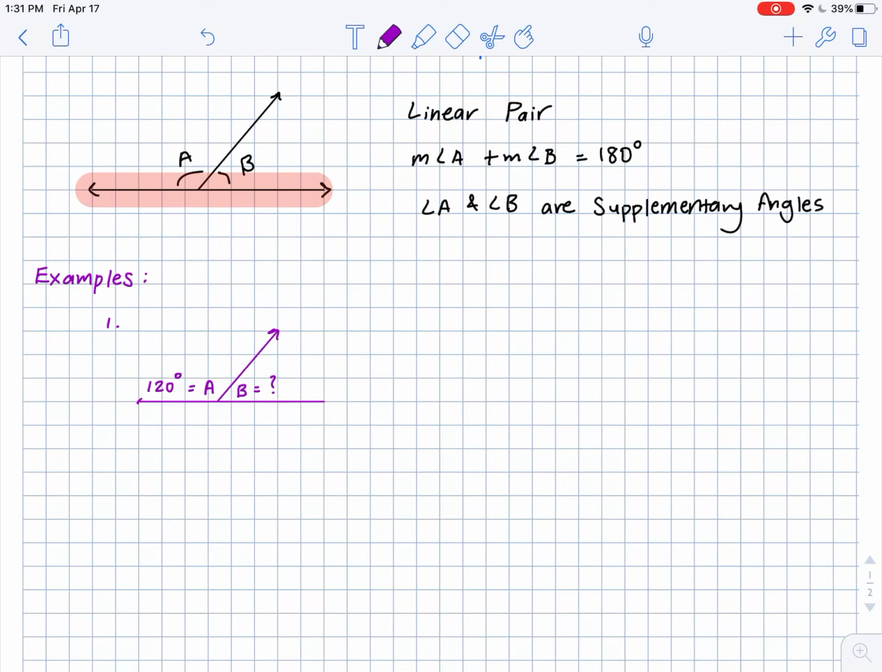Because they're supplementary angles, the measure of angle A plus the measure of angle B equals 180 degrees. I'm given that measure of angle A is 120. I don't know what the measure of angle B is, and I know the sum of their two angles is 180. Okay, so if I'm solving for angle B, I would just subtract 120 degrees from both sides, and I'm left with the measure of angle B equals 60 degrees.